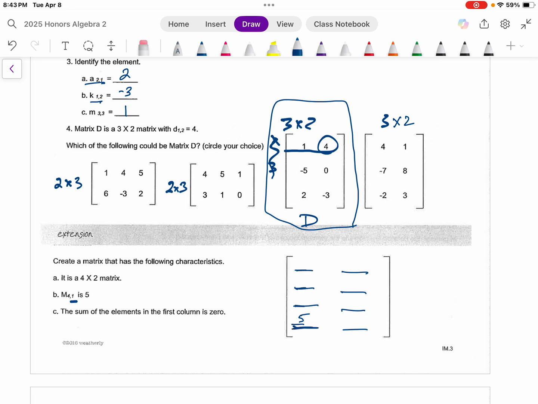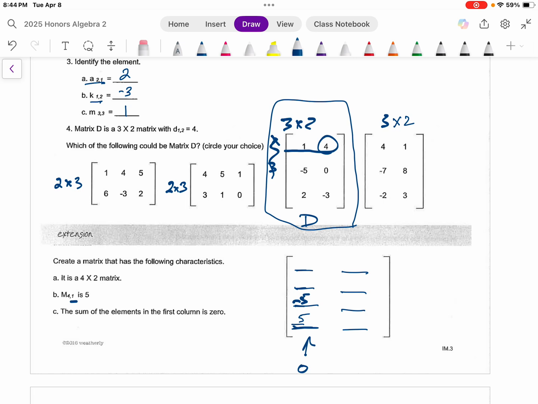And then they say the sum of the elements in the first column is 0. So this first column right here, if I add up that column, I'm supposed to get 0. Okay? So I automatically have a 5 in the bottom one, so what cancels a 5? I could put a -5 here. And then what would the next two numbers have to be? They could be both zeros, or I could choose the same numeral but with opposite signs so they cancel out.